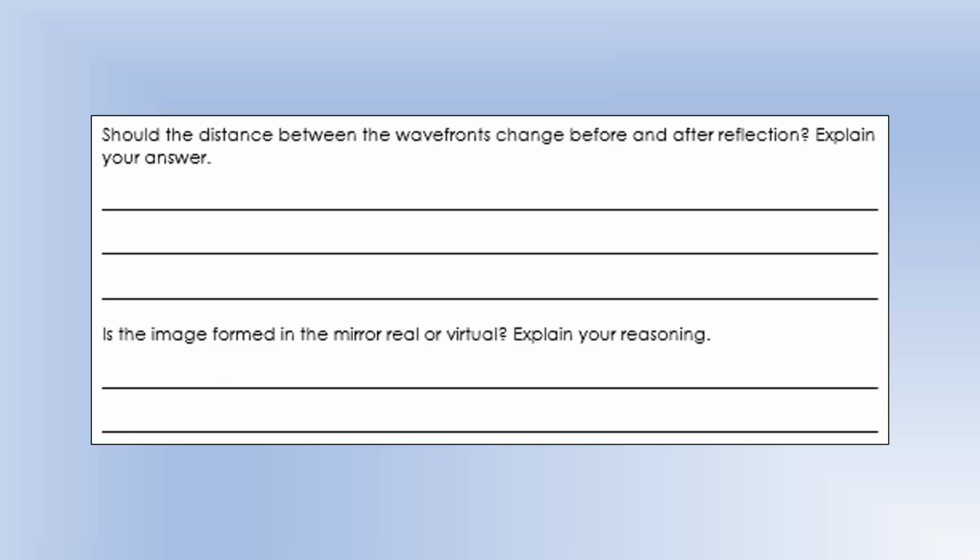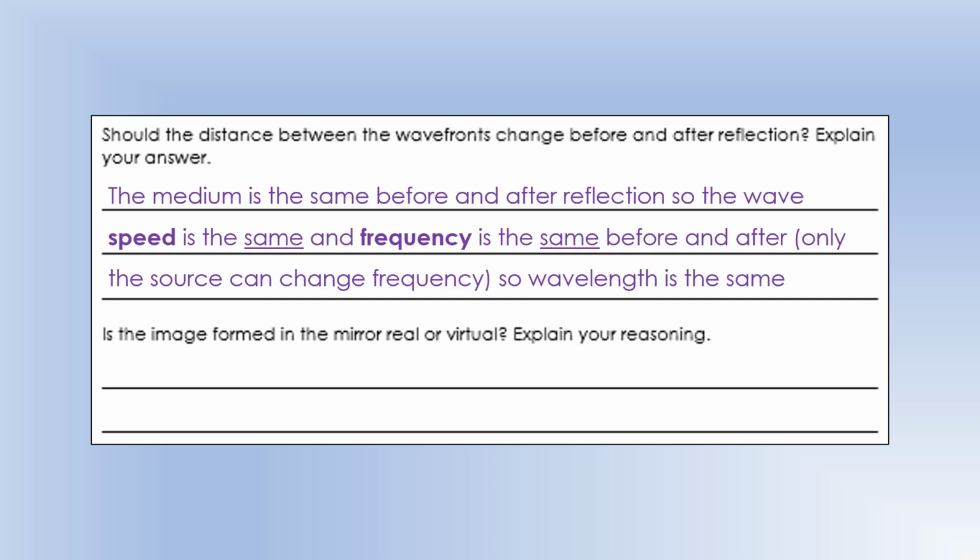reflection. So it says, should the distance in the wavefronts change before and after reflection? Explain your answer. So I just said that no, it shouldn't change, we should have it the same, but the question is why? So the first thing I think about is, well, the medium is the same before and after. We're in air. So the wave speed is going to be the same before and after. So no change in speed.